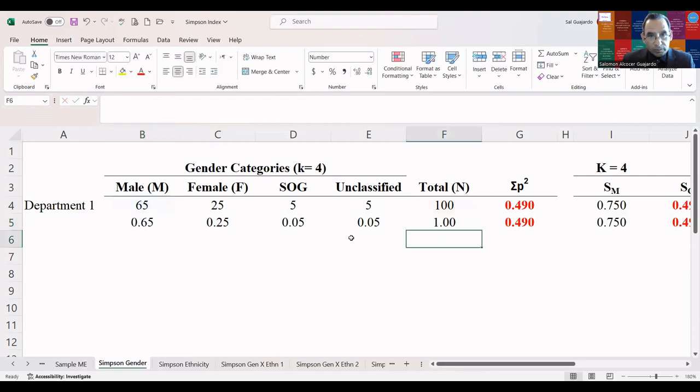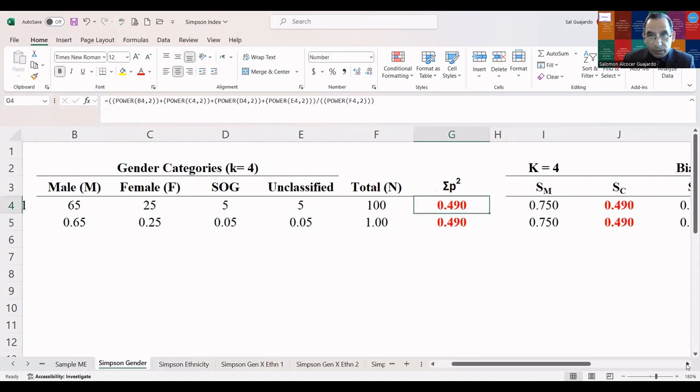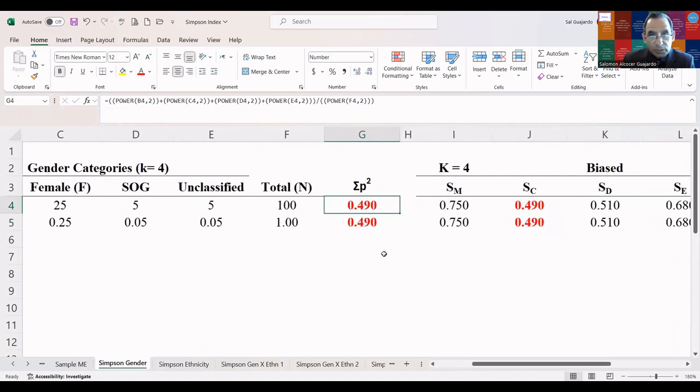And I did that for each category. So for females, it was 25 divided by 100. That gives me 0.25, or 25%. Now to calculate the biased Simpson concentration score or similarity score, I can do it two ways.